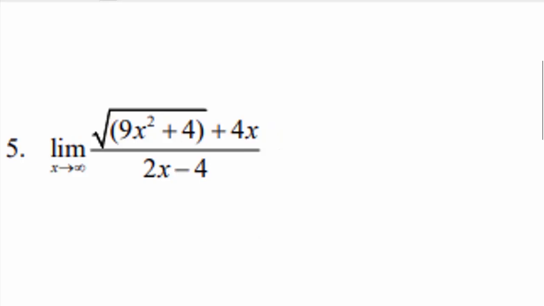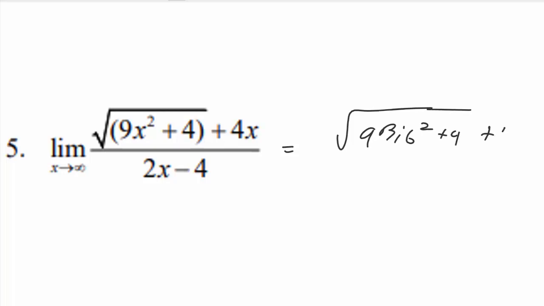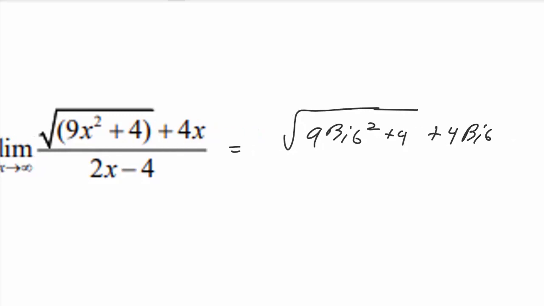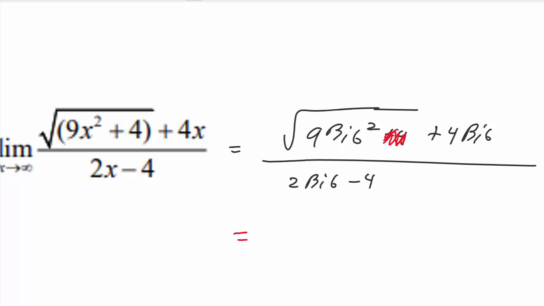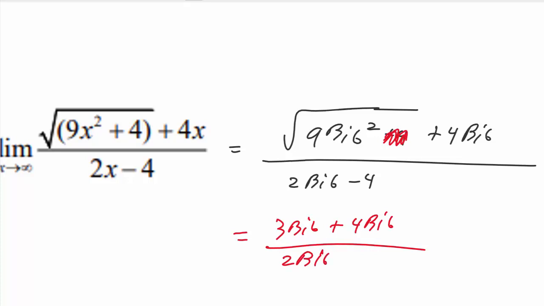First thing I'm going to do is sub in my infinity, or my big. So that's going to give me the square root of 9 big squared plus 4, plus 4 big, divided by 2 big minus 4. Now, inside the square root, we can focus in there. The addition can go, we don't need the addition. So now we're just looking at the square root of 9 big squared. The square root of 9 is 3. Square root of big squared is big, plus 4 big, over 2 big. And in this denominator, same idea, that minus 4 does not matter. So we're just left with 2 big.